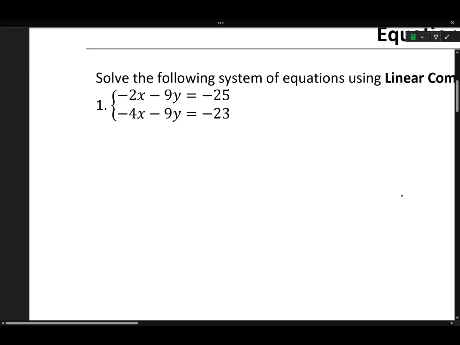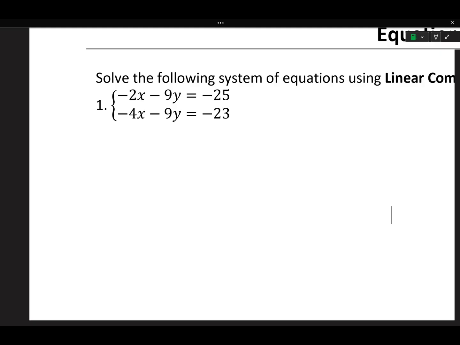Hello, and welcome to a little video where we're going to practice some linear combination for systems of equations. However, this time, our systems will not have opposites right away. I will walk you through how I think about this. I also have a nice tool that I will be handing out to you guys to have on the side to walk you through this process as well.